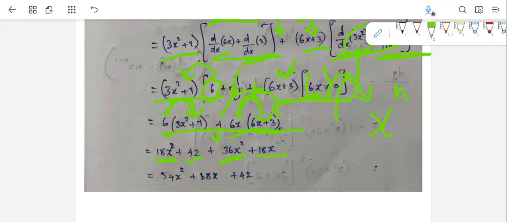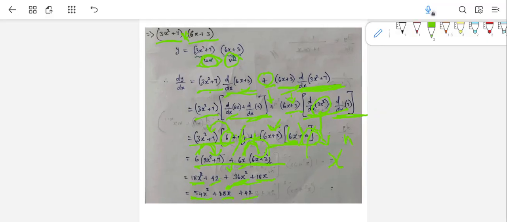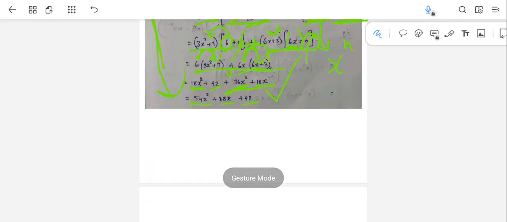So continuing this, 18x square and 36x square, you can add it up. 18 plus 36, it is 54, right? So 54x square plus 18x as it is plus 42. That's it, right? So this is the answer for the differentiation of this one. So d by dx of (3x square plus 7) into (6x plus 3), if you differentiate this, your answer will be this. This is how the product rule works. I hope this is very clear, right?